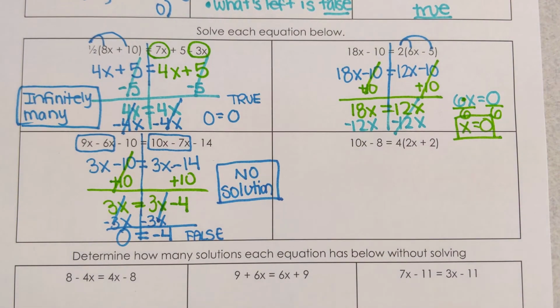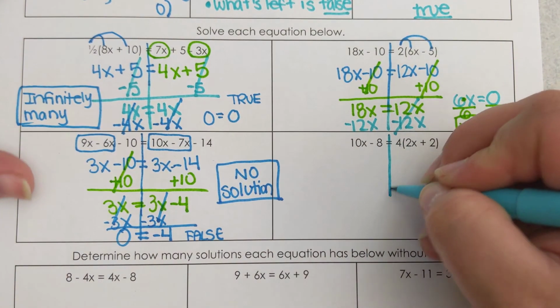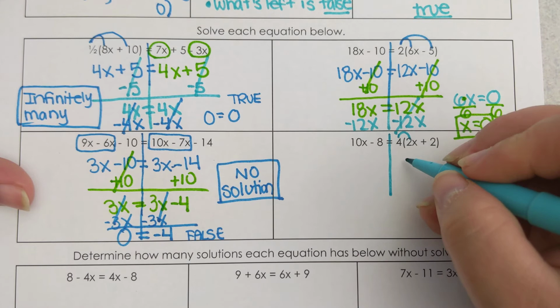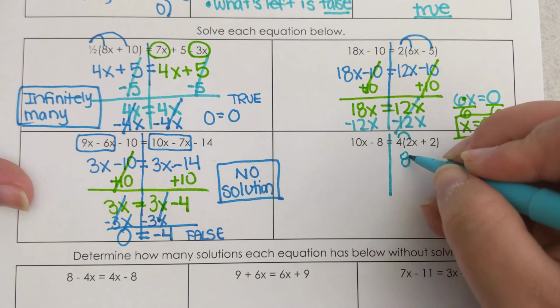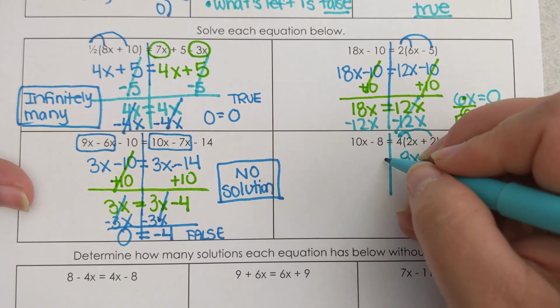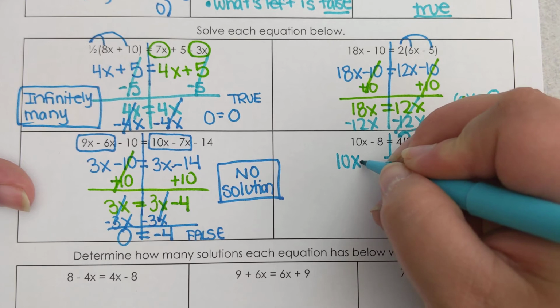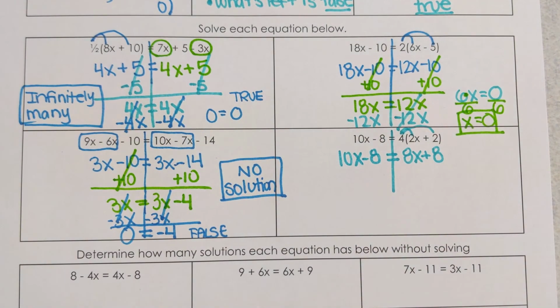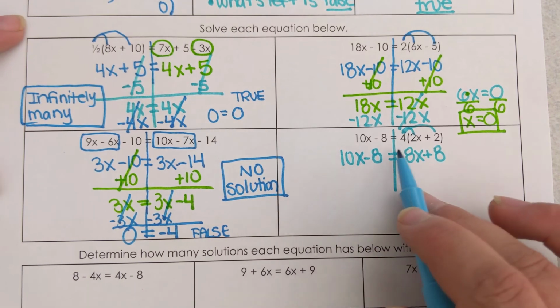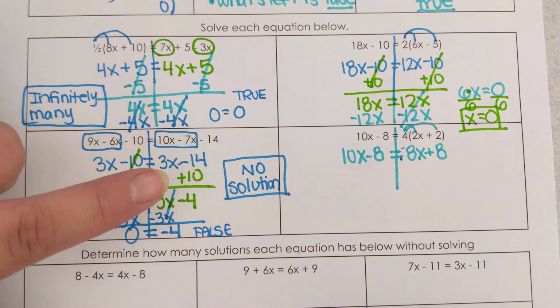All right, one more regular equation. I see parentheses, so my first thing is going to be to multiply the 4. 4 times 2x is 8x. 4 times 2 is 8. And then the left side doesn't change, so I'm just going to copy it on down. Notice how there are not the same number of x's on each side. So that means we're probably not going to have one of these special ones.